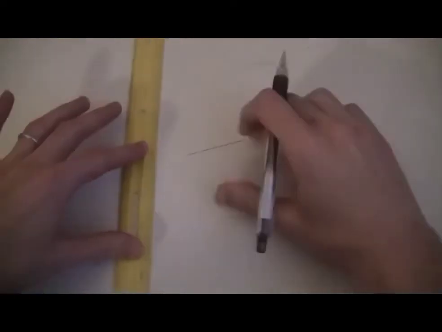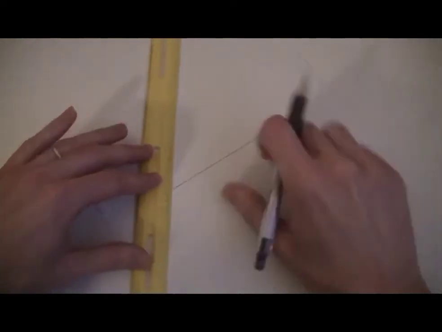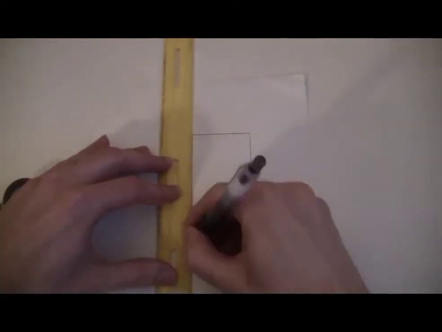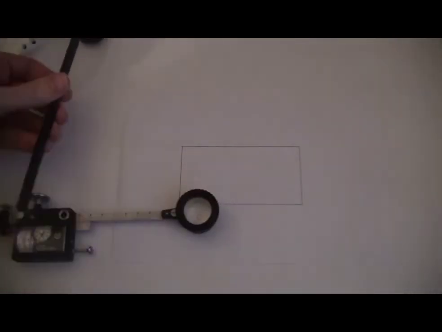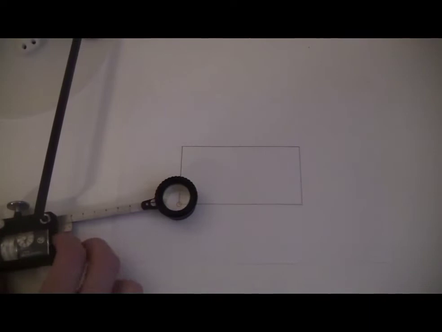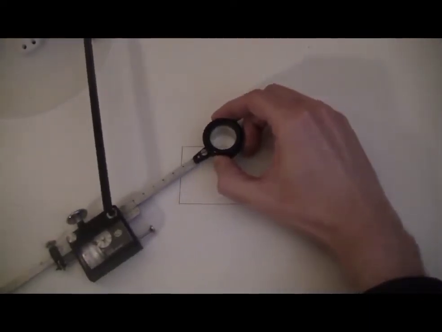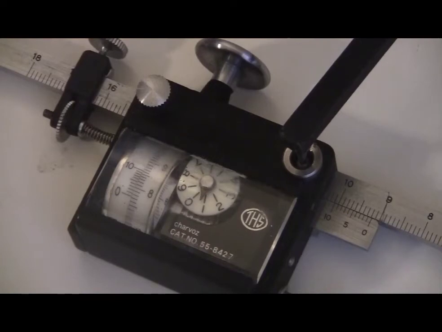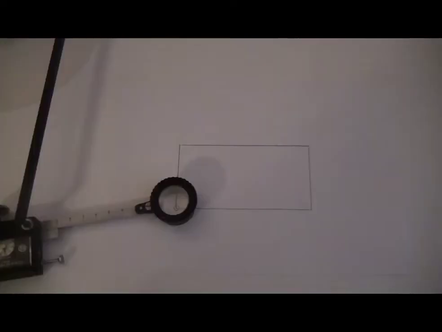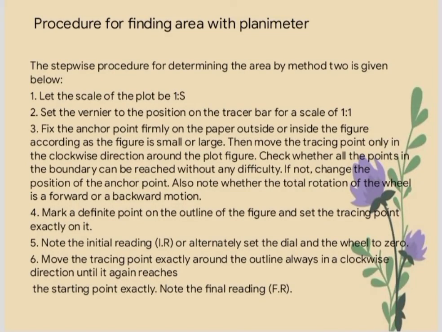Let's do a little check to see if it's working right. Here's a rectangle that I drew measuring 2 inches by 4 inches, so when I measure the area I should get 8 square inches. Looks like I got about 7.7, which is pretty good, I guess. The video also represents the procedure for finding the area with a planimeter.